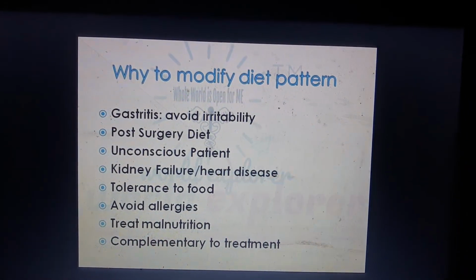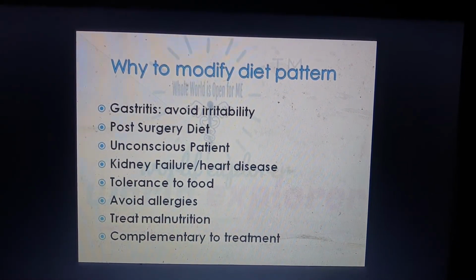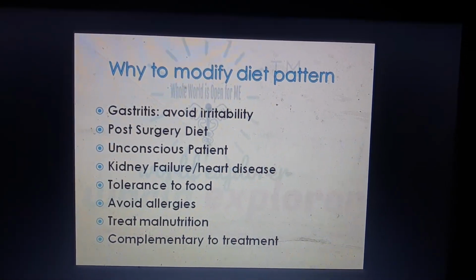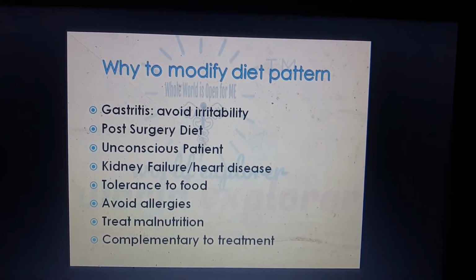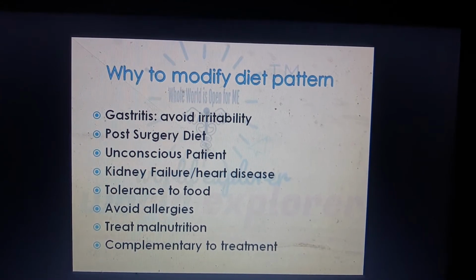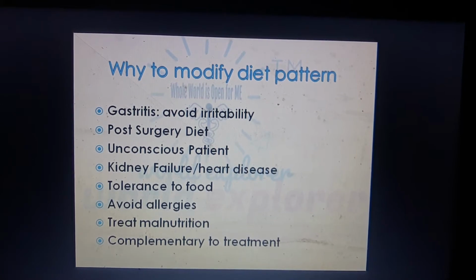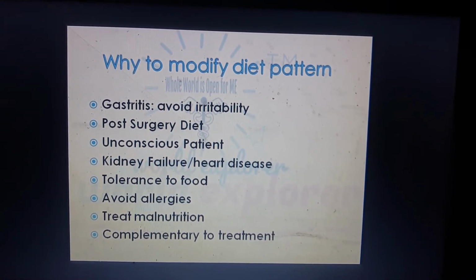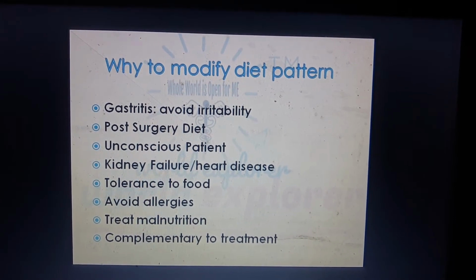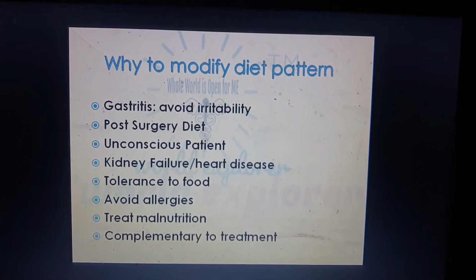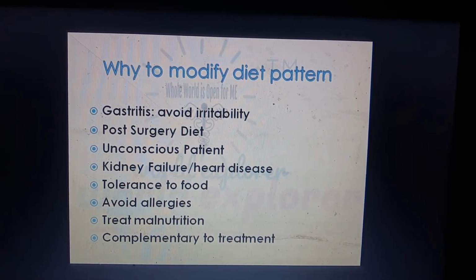So why are we modifying the diets? Sometimes if a patient is having gastritis, we need to avoid the spicy foods to avoid the irritability. And even post surgery patients are having anesthetic effects, so they need to get stabilized for their digestion pattern. So we are starting with the clear liquids and then transitioning through full liquid diet, then soft diet and then full diet. And if a patient is unconscious, we are not able to give food through the mouth, so we are giving liquid diet through the Ryle's tube or nasogastric tube.